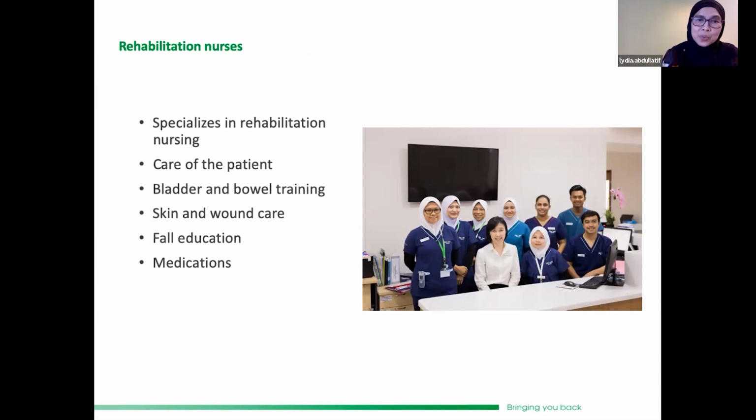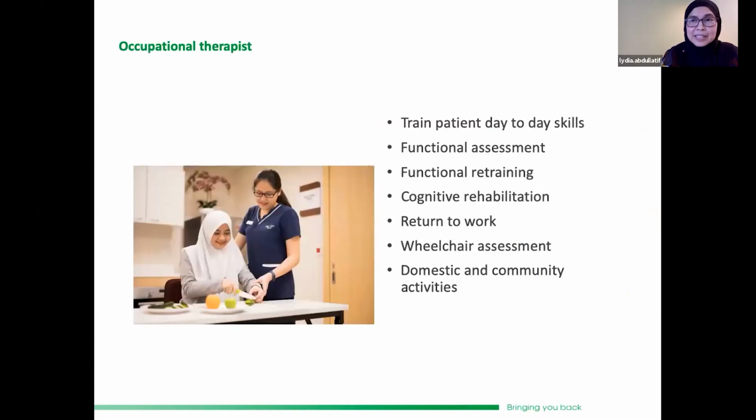They are the ones who are able and capable of training the bladder and the bowel if needed. They will advise and look into skin integrity, prevention of pressure sores, and if there's any wound, they will be involved in the wound care. The rehab nurses also educate all patients and carers regarding fall education and all the medication that is being prescribed. The next team member is the occupational therapist.